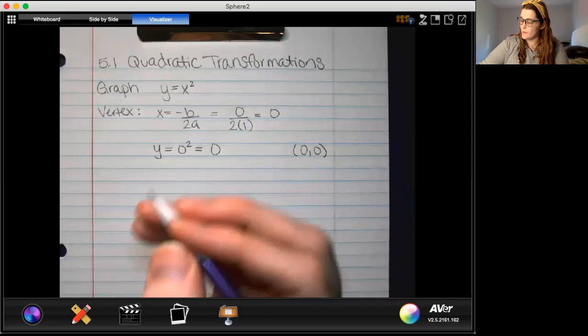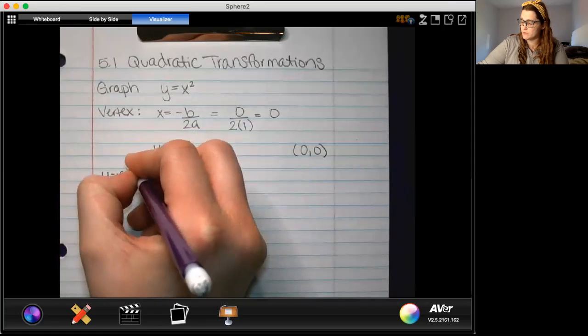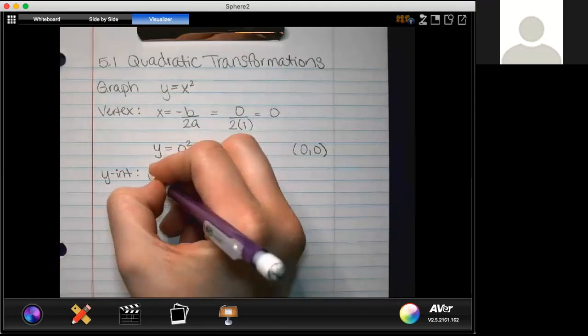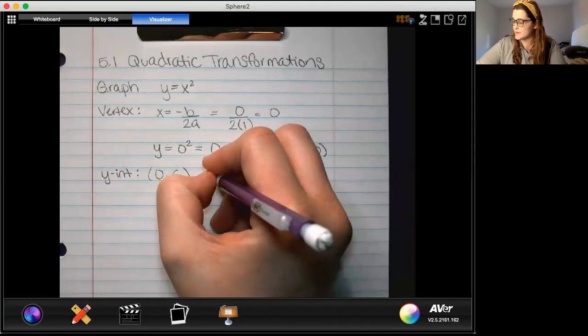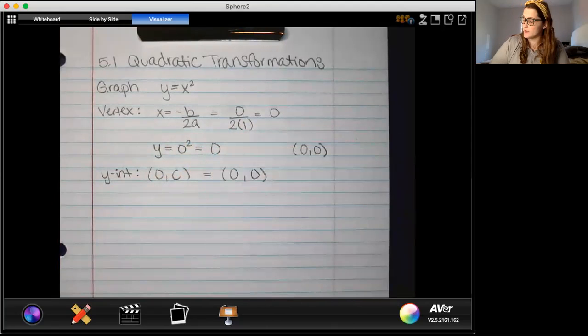Okay. What about my y-intercept? What is the equation for my y-intercept? How do I find the y-intercept? Zero C, but there's no C, so it's 0, 0. Correct. So it's 0C, but since there's no C, we would have 0, 0. Hopefully you're seeing a pattern here so far.